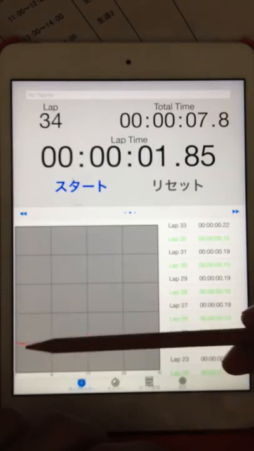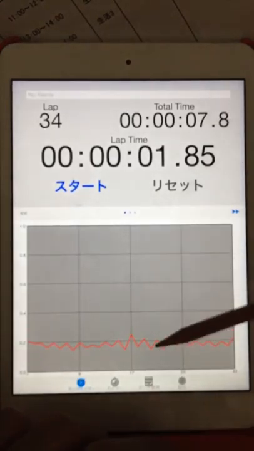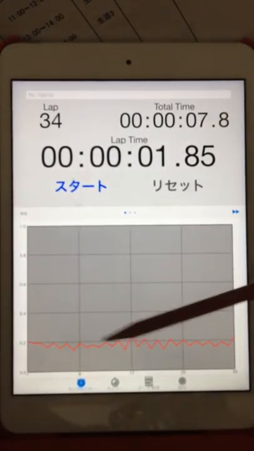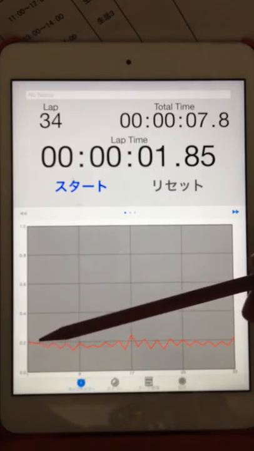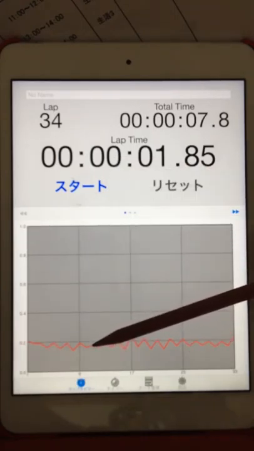Front and back, front and back. The strongest bounce is this, and the weakest bounce is this. Almost even bounce, or this.